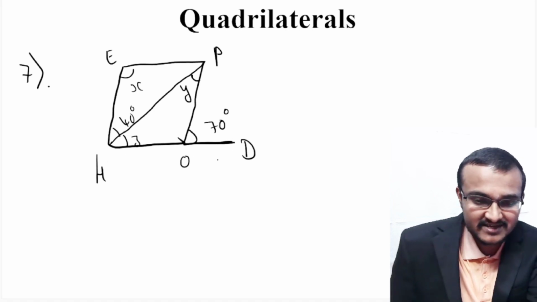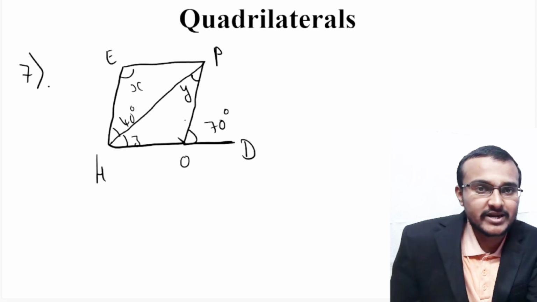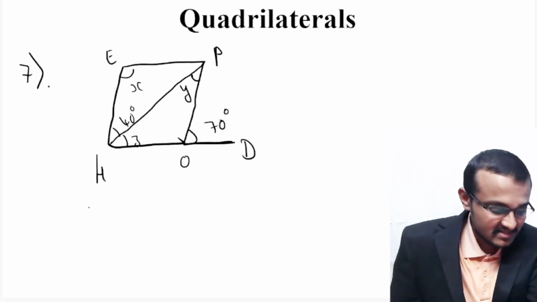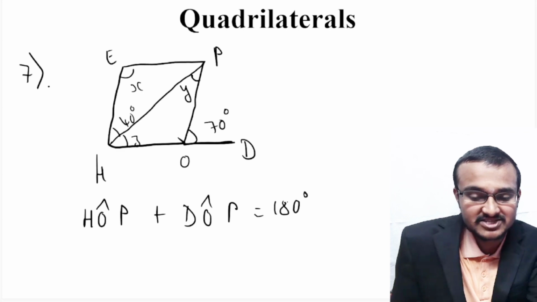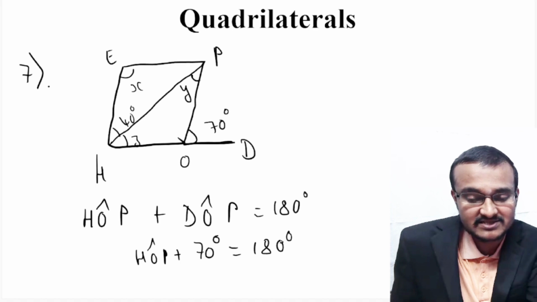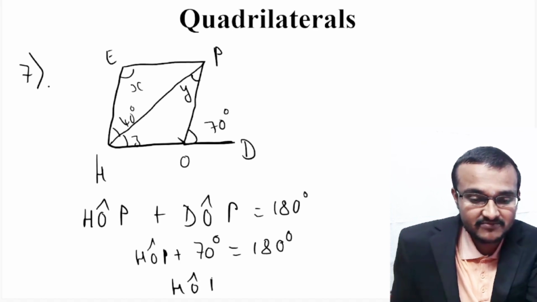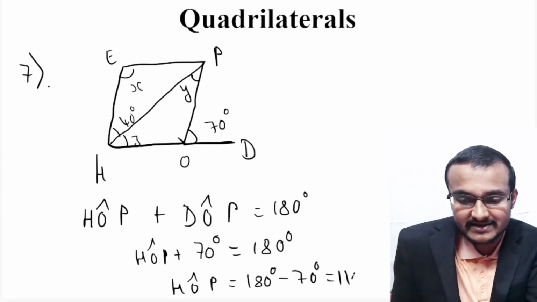So since HD is actually a straight line, this particular POD plus HOP should be equal to 180 degree, the sum of these two. That means sum of HOP plus DOP should be equal to 180 degree since this HD is a straight line. So if this is 180 degree, then here we know POD or DOP is actually equal to 70 degree plus HOP. So here you can easily find HOP by bringing the 70 degree to RHS. So HOP will be equal to 180 degree minus 70 degree, that is actually equal to 110 degree.